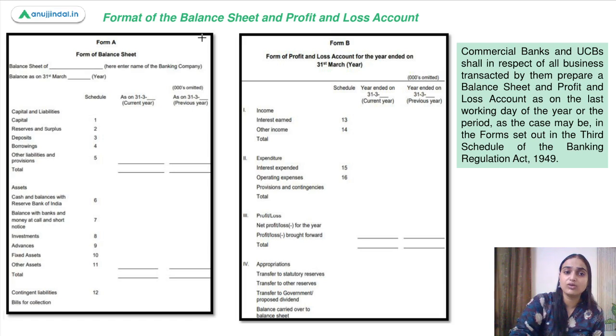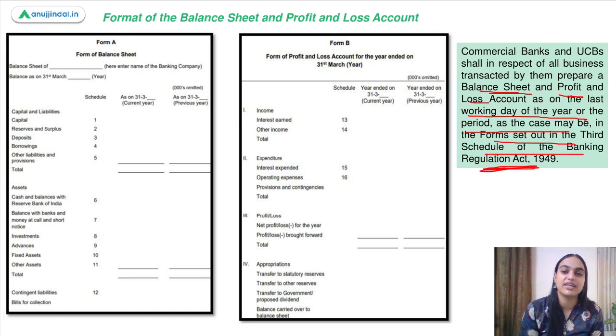Now talking about the further sections of these very directions. So it provides the format of the balance sheet and the profit and loss account. The commercial banks and urban cooperative banks need to prepare the profit and loss account and the balance sheet, as on the last working day of the year or a period as the case may be, in the form set out in the third schedule of the Banking Regulation Act. So the Banking Regulation Act has a third schedule which provides the forms which give the format on how to prepare the balance sheet and the profit and loss account.